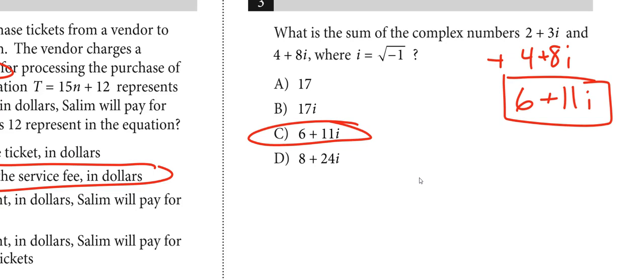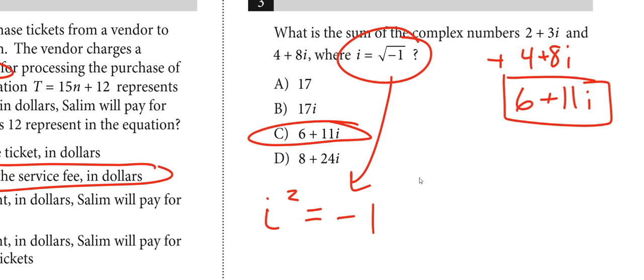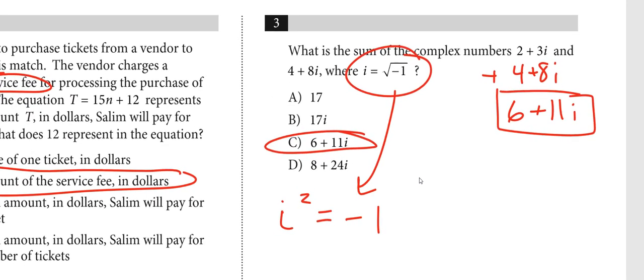You treat i like it's a variable. When would you not treat i like it's a variable? If you're dealing with i squared. What would i squared be equal to? If i is equal to the square root of -1, what is i squared? -1. So if you were doing multiplication and not addition, then yes, you would run into i squared, and of course you would want to substitute that with -1.